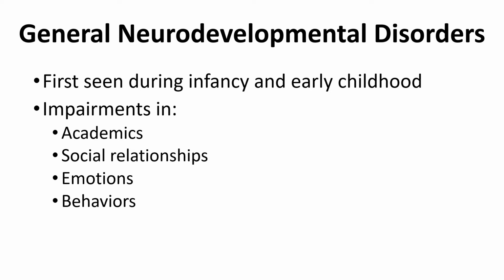A lot of these disorders tend to be comorbid with other disorders. So if a child meets the diagnostic criteria for one of these developmental disorders, they often will meet the criteria for others as well. Comorbidity just means that they tend to have both disorders or multiple disorders at the same time.